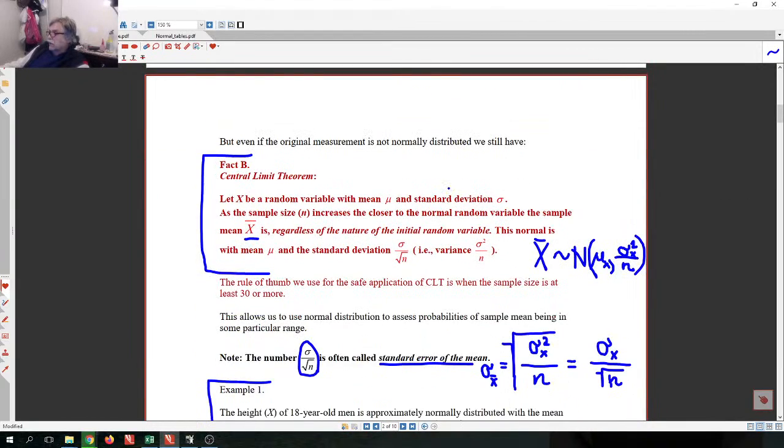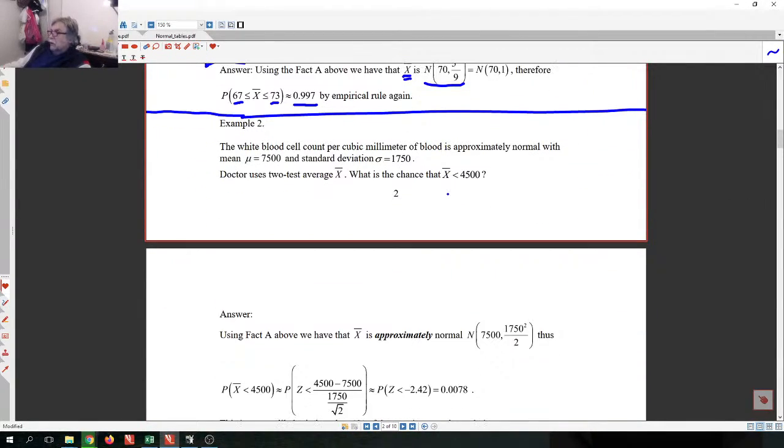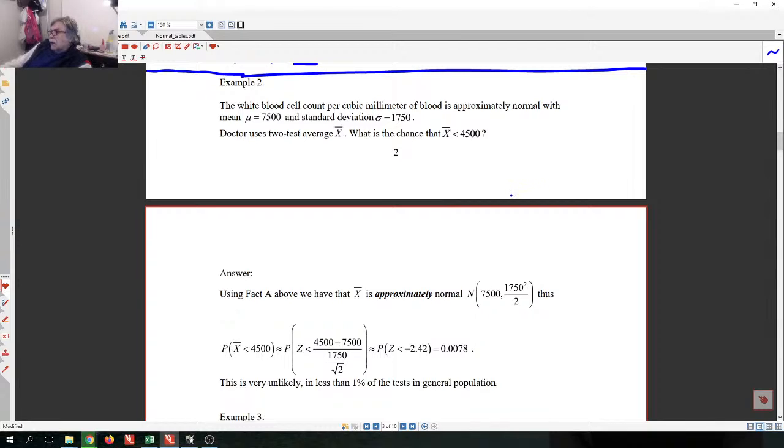Okay, let me give you another example. How would you use this central limit theorem? The second example says the white blood cell count per cubic millimeter of blood is approximately normal with a mean of 7,500 and standard deviation 1,750. Again, the white blood cells are very small blood cells that are in a cubic millimeter of whole blood. A cubic millimeter is something very small. A centimeter is about 40% of an inch, and a millimeter is a tenth of a centimeter. So we're talking about a very small cube.